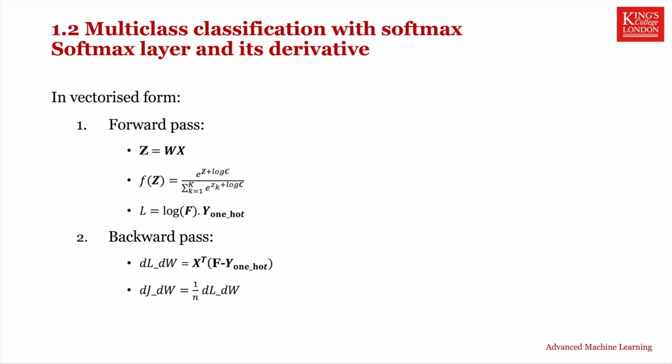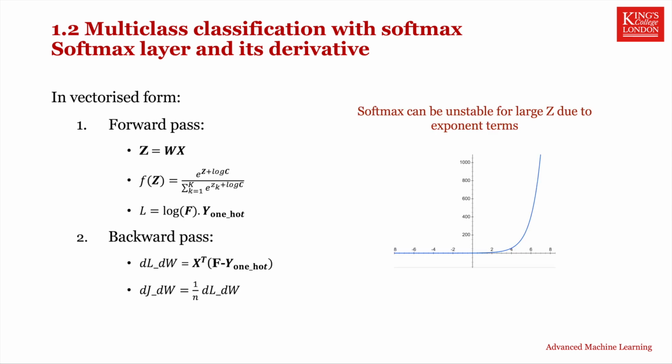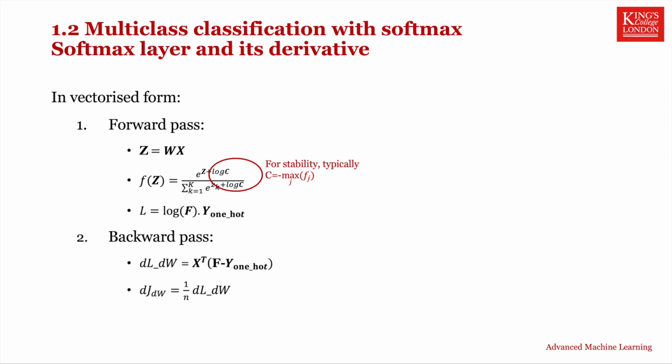Then the vectorized forms for all the components are as follows. So z equals wx as before. But now our w has one row for each class, so it's a matrix. One thing to note is that the softmax has the potential to be unstable due to the presence of exponent terms in the numerator and denominator, which can tend to infinity. So it's common practice to add the following term, where log c typically subtracts the max value to effectively normalize and prevent this from happening.